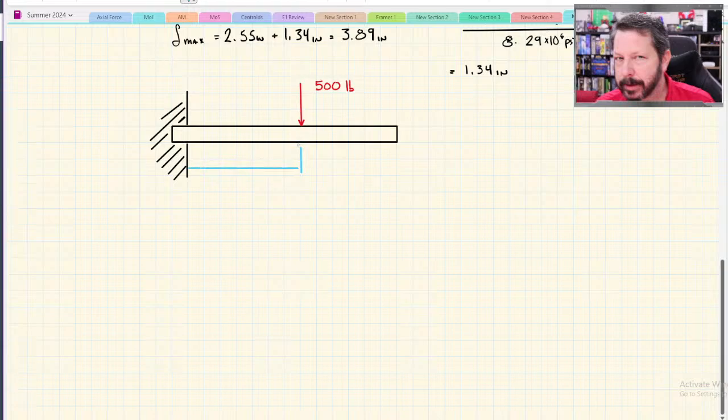I actually don't know if I made the beam the same length or not. 1, 2, 3, 4, 5, 6, 7. I did not. Let's actually make this 8 and this one 6, just so we have the same length beam. Those would be feet. Okay. So this one's a little different.